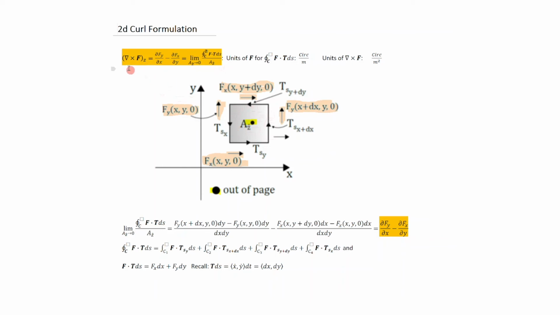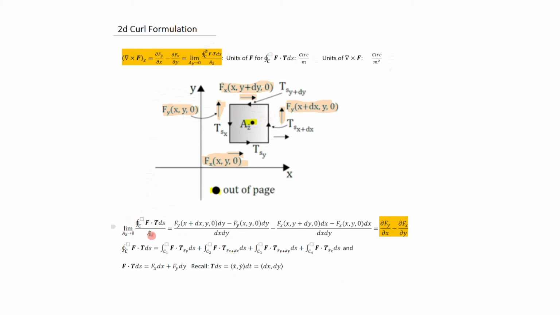And so this basically is the final result you would get if you were to look at the z component of the curl operating on the vector field f. But by definition, this would be just this formula that you see here. Units for f would be circulation per meter, and the units of the curl of f would be circulation per meter squared. Okay, so let's do this calculation, and what we want to show is in fact that this is equal to this. And down below I've shown how that's done.